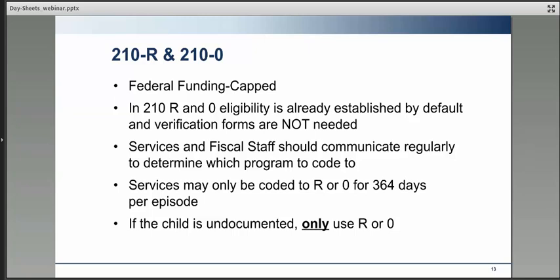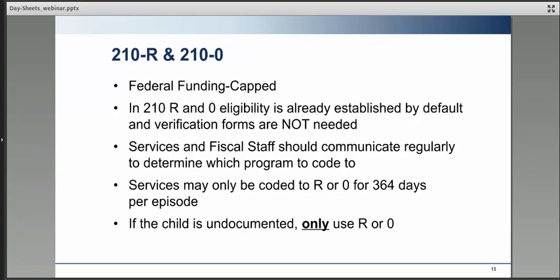Now, this next bullet is very important to know. Services can only be coded to R or 0 for 364 days per episode. And it doesn't matter. If you code to 1, it starts the clock on both. And when we talk about episodes, that is for continual services. It is not just for a service code. So for example, and we'll talk about this in the other service codes, but if you start coding on R or 0 on January 1st, then you have only until December 31st to code R for that episode.